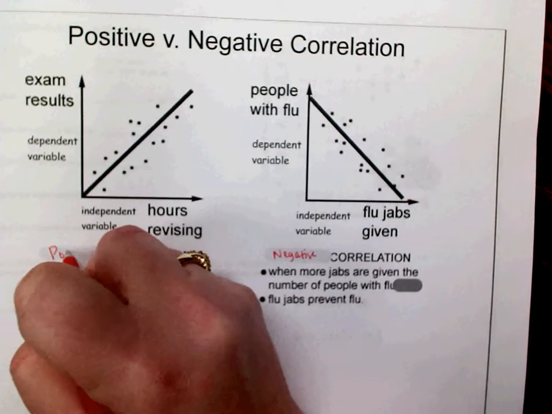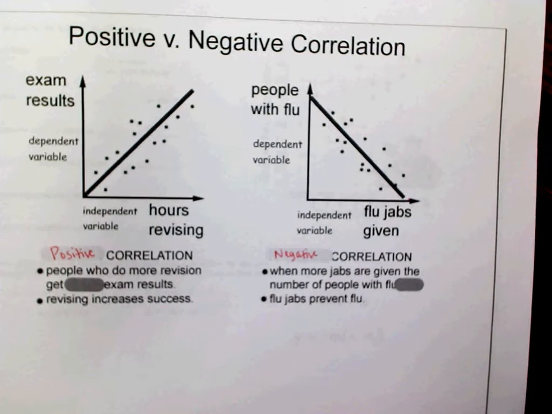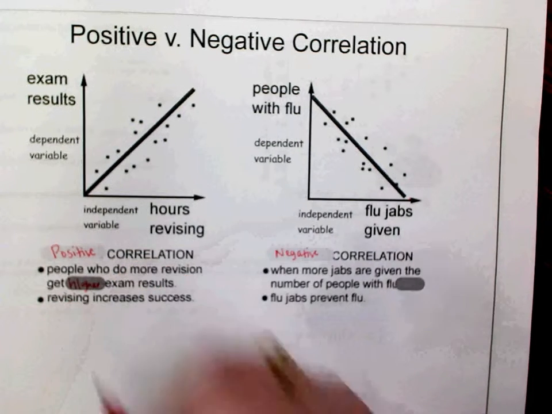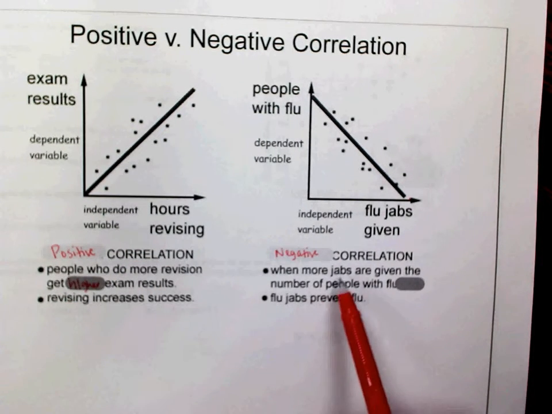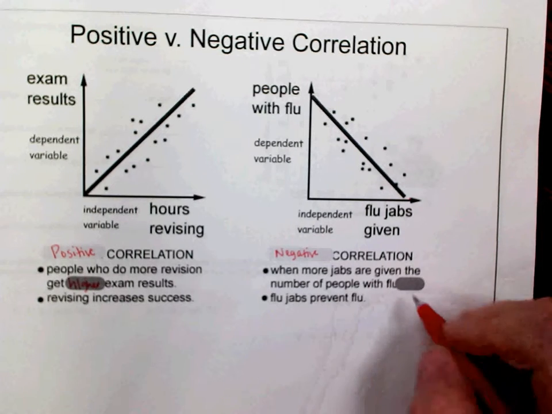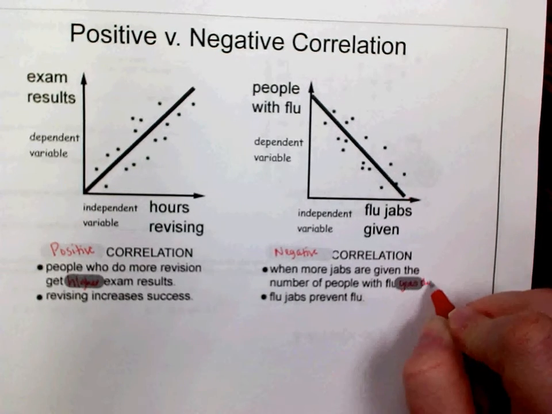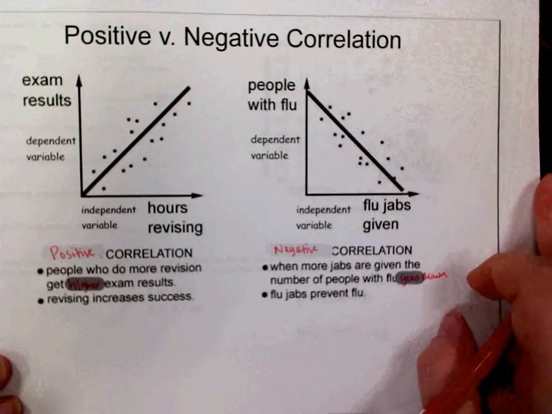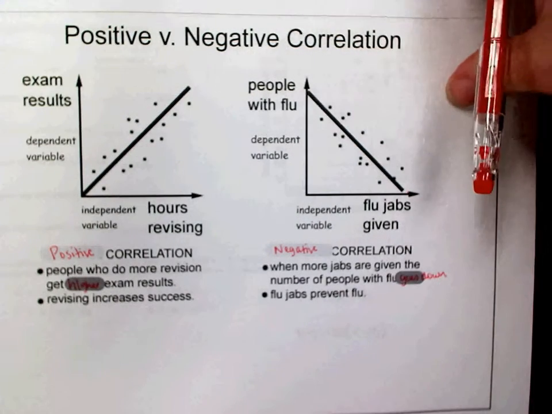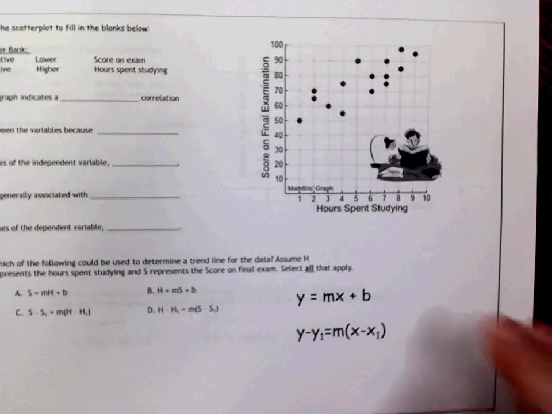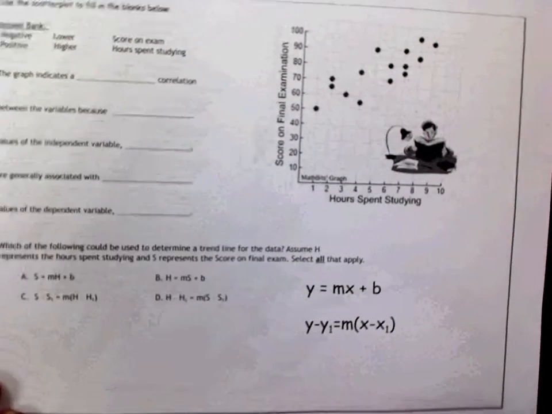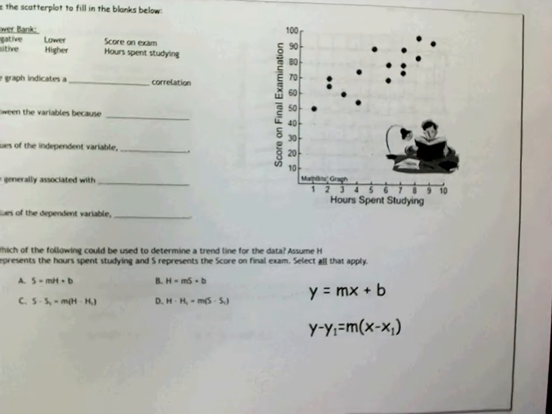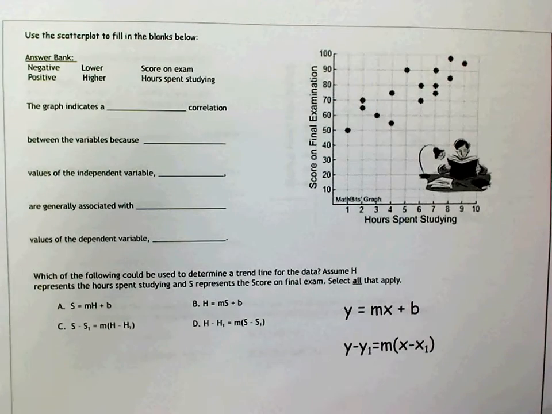whereas when they go uphill, that's a positive correlation. So people who do more revision get higher exam results. When more people get shots, then the number with the flu goes down or decreases. Okay, so that's the difference between positive and negative correlation. Make sure you're completing your notes as we go through these examples. So you'll be working problems similar to this on your assignment today, and you will also have problems, or at least a problem like this, on your test to do as well.